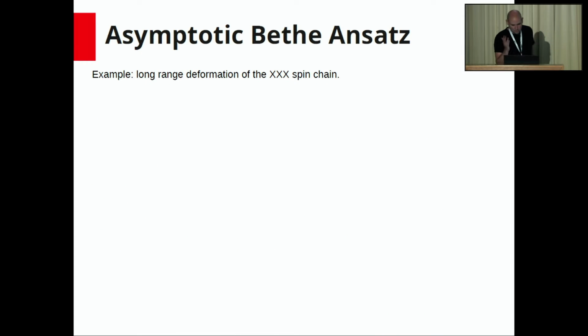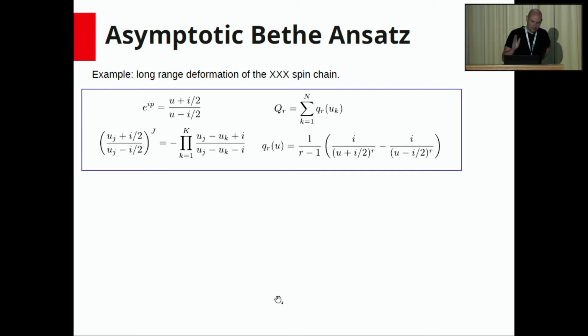So let's see an example for a long-range deformation. For the original XXX spin chain, it is well known that the spectrum can be obtained from the Bethe Ansatz equation, where this u is the rapidity parameter, and this equation connects the momentum and the rapidity parameter, and the charges are just sums of local densities.